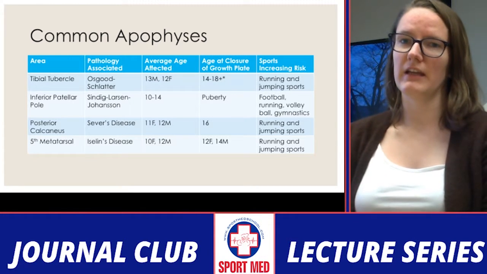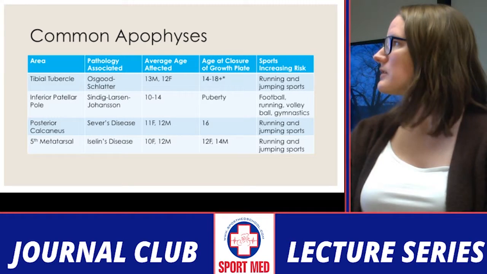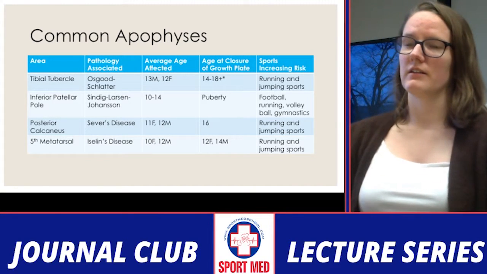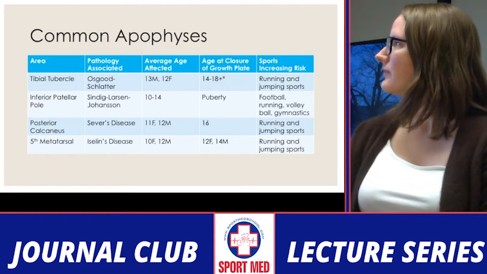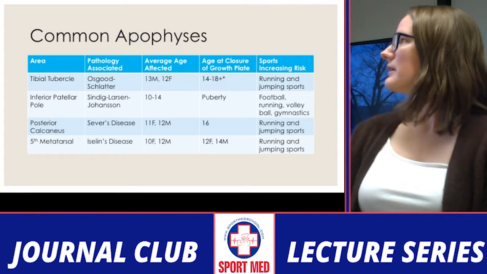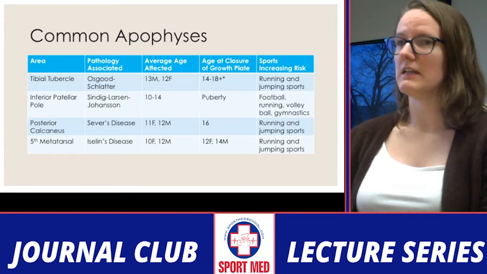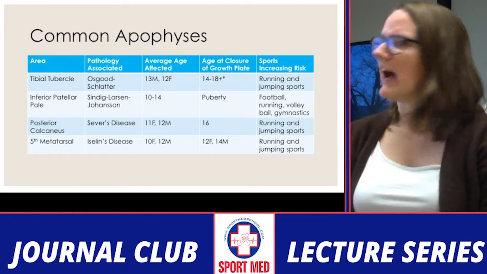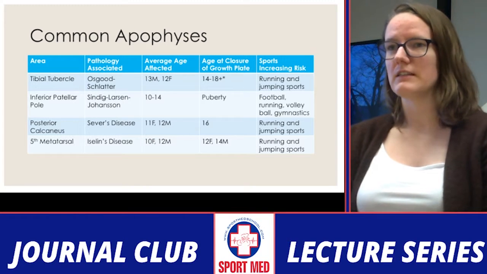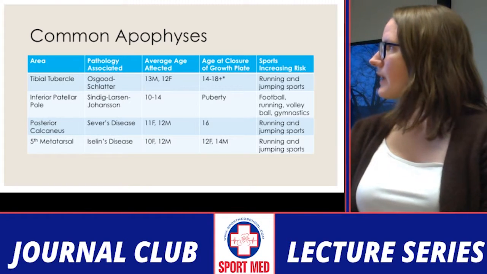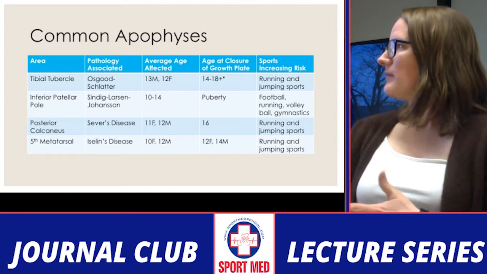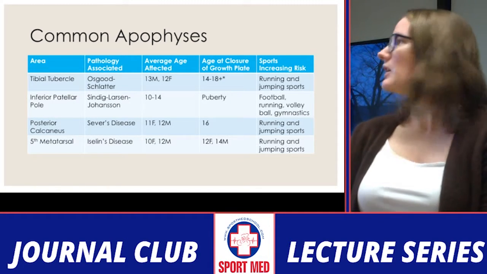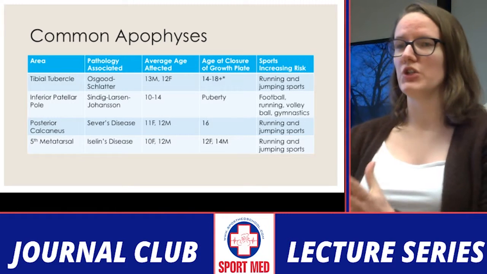The posterior calcaneus, which is the one that I'm going to talk about, is called Sever's disease. Typically somewhat younger children as well, 11 for girls, 12 for boys. Typically the growth plate closes at age 16. Again, seen in running and jumping sports. And then the fifth metatarsal, I hadn't heard of this one either. It's called Iselin's disease. And they described it as happening between 10 to 12, depending on the gender, and closes roughly 2 years after.